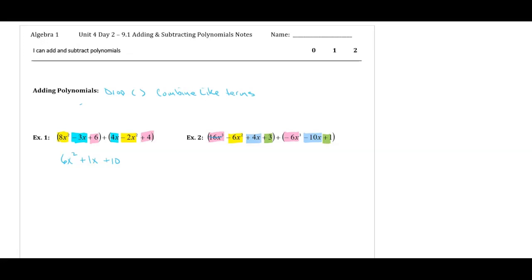16x to the third minus 6x to the third will give me 10x to the third. Then I have negative 6x squared. Oh, I don't have any other x squared, so minus 6x squared. Remember, if you add or subtract them and they're positive, you add them. If you get a negative, you subtract them. So then 4x minus 10x gives me minus 6x, and 3 plus 1 would be 4.